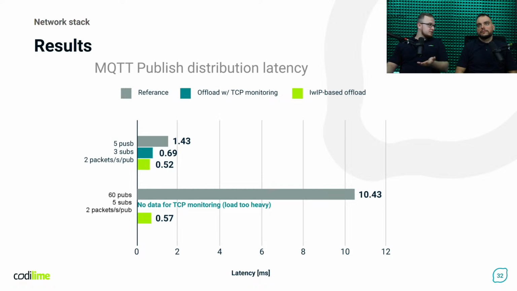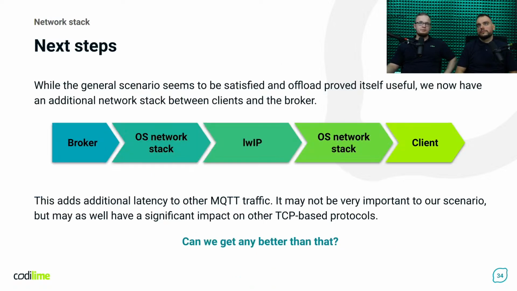But we are seeing that we might say that it's complete, right? We've managed to achieve some success, right? Yeah. It scales nicely, it works. But we were not 100% satisfied with the overall thing, meaning that, okay, our offload is useful, everything works, but we have an additional network stack in between the broker and the client.